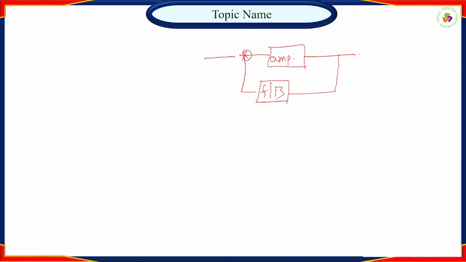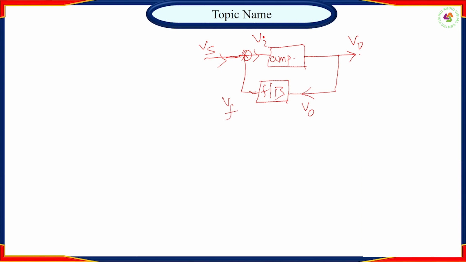right? So assume that we are providing a source voltage here, Vs. So to the amplifier, the amount of voltage that is driven will be Vi, input to the amplifier, right? So the output will be V0. So a portion of this output will be considered here. So V0 and Vf will be the output of the feedback amplifier.